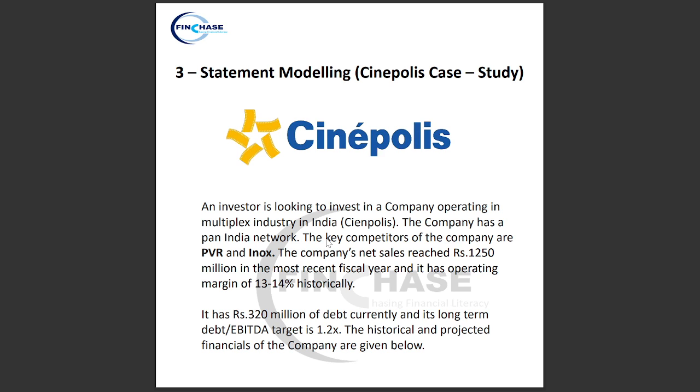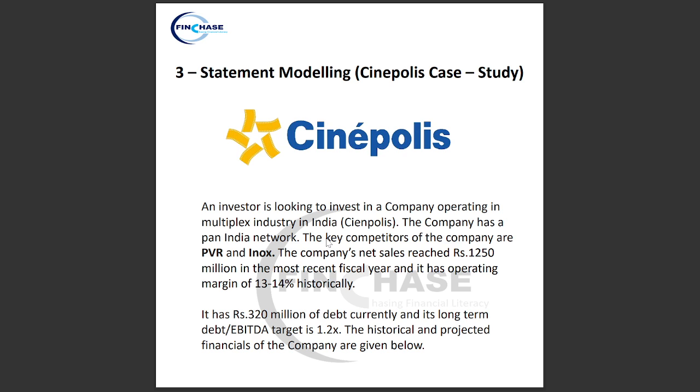It can be 1x. It means like if the company is earning like 100 of EBITDA, then debt level अगर 100 का है, it should be fine. ठीक है, बट इट कांट बी बियॉन्ड 120, लाइक 121 भी नहीं हो सकता, 125 भी नहीं हो सकता. ठीक है, देन इट विल बी अ रेड फ्लैग. ओके, नाउ द हिस्टोरिकल एंड प्रोजेक्टेड फाइनेंशियल्स ऑफ द कंपनी आर गिवन बिलो.